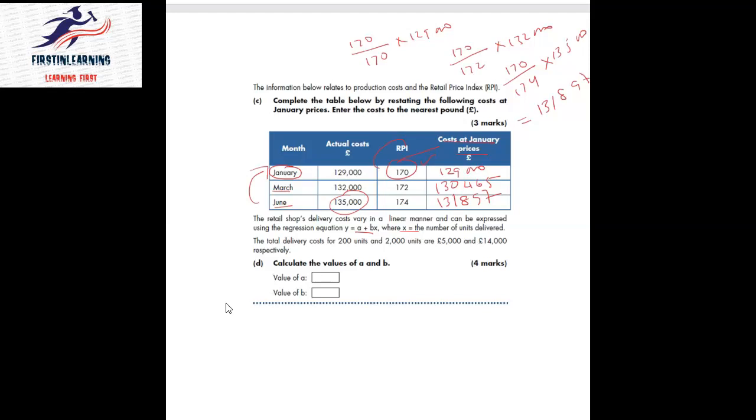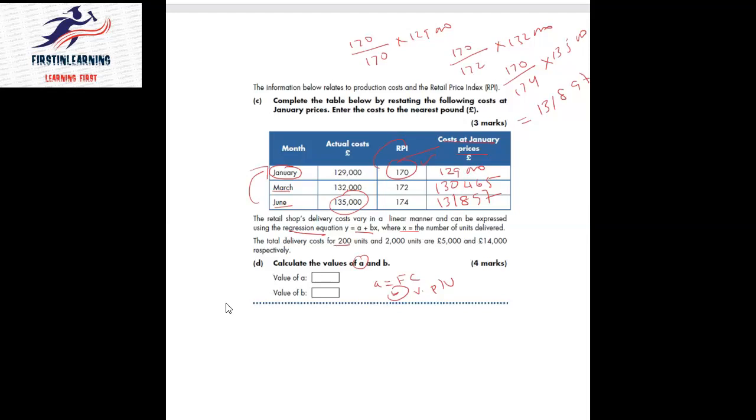It is to calculate the value of a and b. So a is the fixed cost, and b is the variable cost per unit. If you read your linear regression chapter, you will understand more from there. The regression equation will help you understand more if you read the chapter. From here, all you need to do is identify the fixed cost and the variable cost per unit.